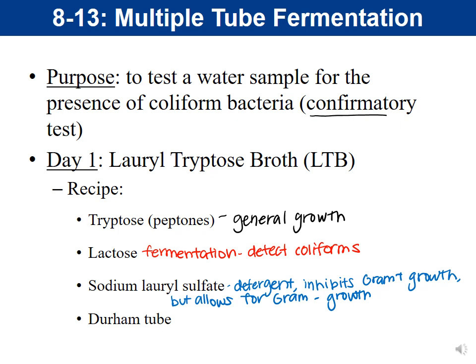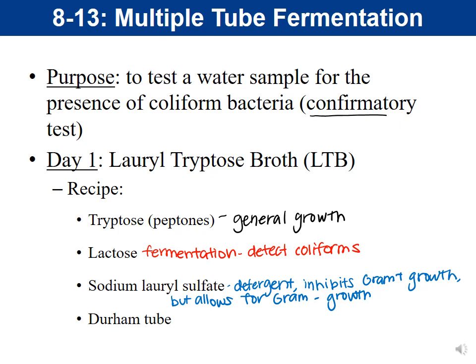Now, does that make sense to you? Remember that in this test, we're trying to detect coliforms. Coliforms are gram-negative rod bacteria that ferment lactose to produce acids and gas. So we want to encourage the growth of gram-negative bacteria, but inhibit gram-positive. The sodium lauryl sulfate helps us accomplish that, because the only thing that should grow in this media is gram-negative, since gram-positives are being inhibited.